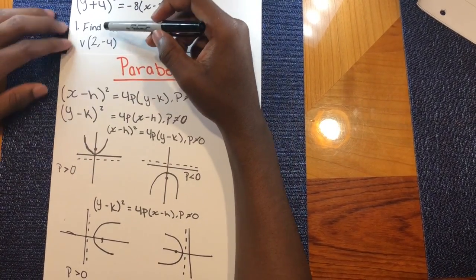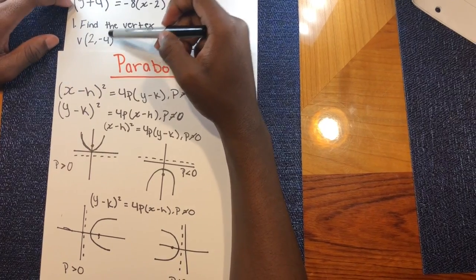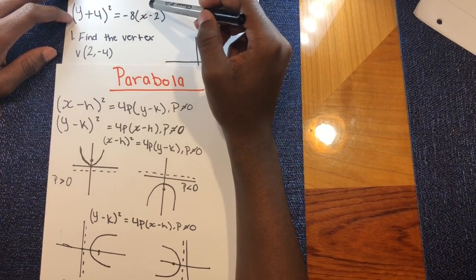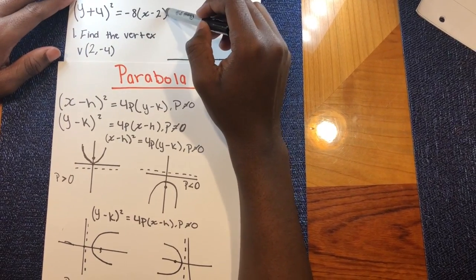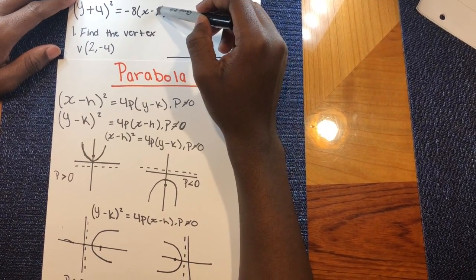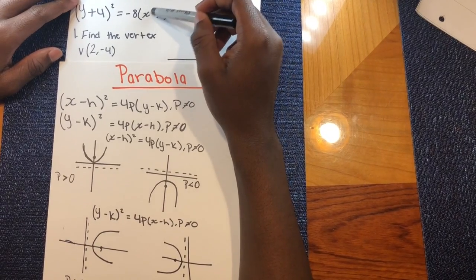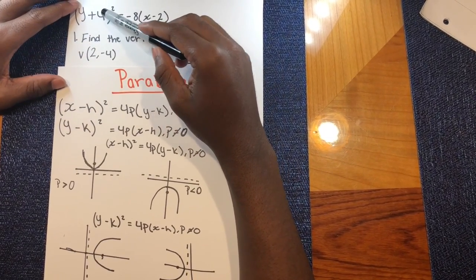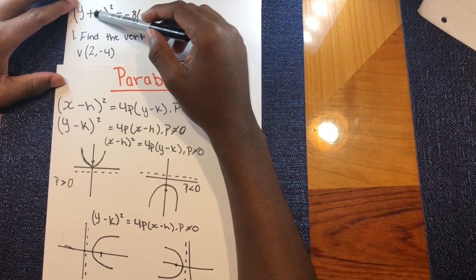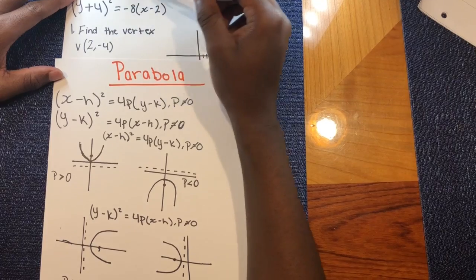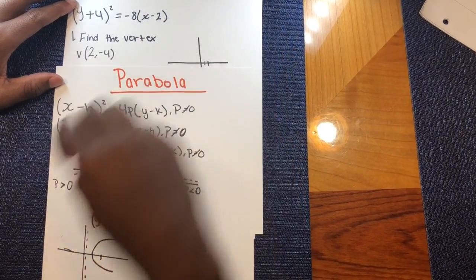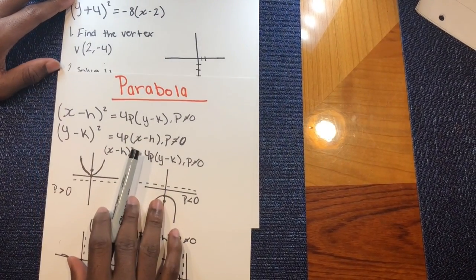We know our vertex is going to be (2, -4), because when we're looking at this equation, we're looking inside of the parentheses for our x and y coordinates, and we're looking at the opposite of whatever's inside there. So over here, y plus 4, we know our y vertex is going to be negative 4, and for x it is going to be positive 2. That's how we got our answer there.